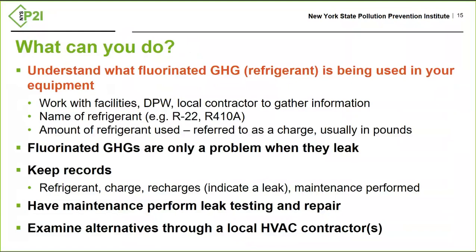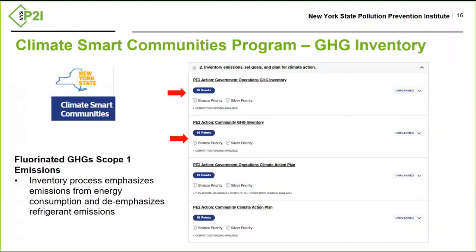Go ahead. Okay. So we wanted to touch base on the Climate Smart Communities program. Many attendees are aware of this and part of the program. One of the steps of what you can do is understand what refrigerants you are currently using to set a baseline for how you're performing. In the Climate Smart Communities program, one of the actions under Action 2 is a GHG inventory, and there's both a local government inventory as well as a community inventory.